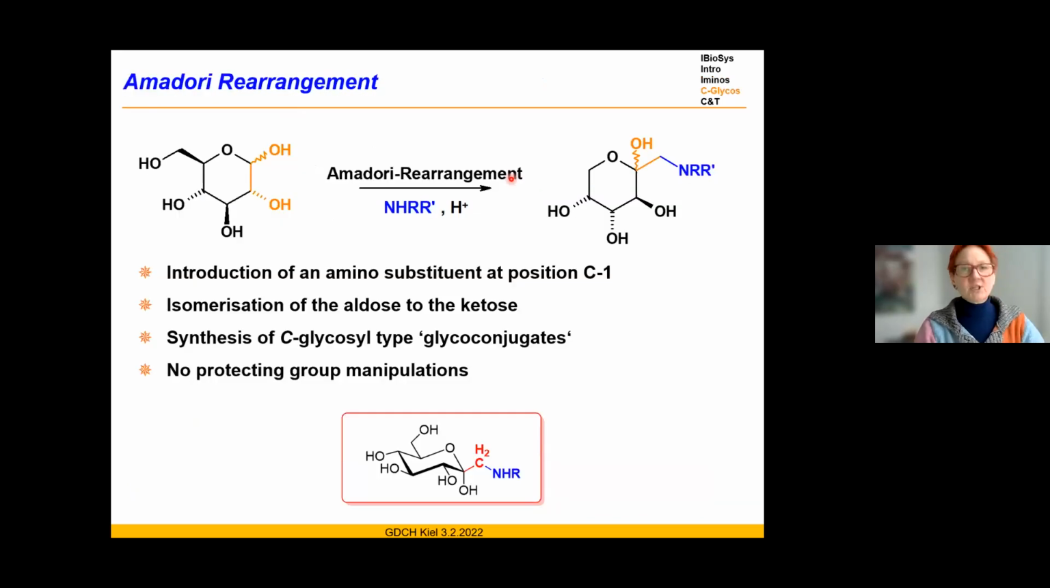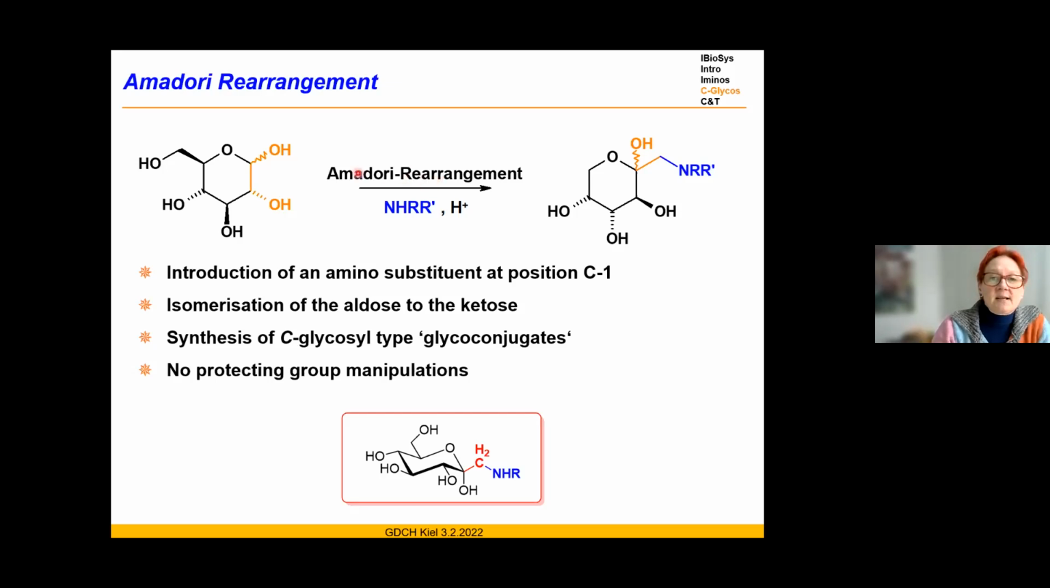Now, I want to switch gears to the second part of my talk. And now I want to introduce C-glycosyl-type glycoconjugates and how we use them as potential therapeutics. For the synthesis, I've mentioned already that we take advantage of this really cool Amadori rearrangement. It's cool in two senses for my taste. It's a very well-known rearrangement. Already our all-sweet grandfather, Emil Fischer, was working in that direction.